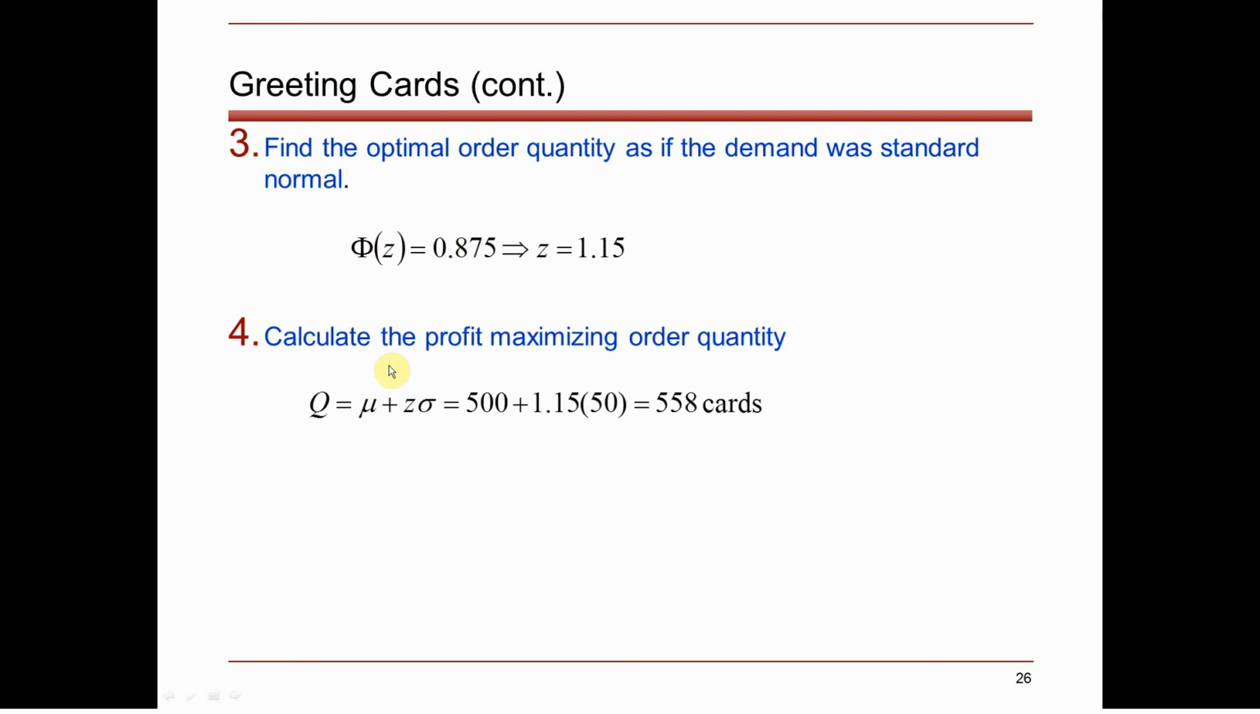So the profit maximizing order quantity would simply be the 500 that we expect to sell plus the safety loading, 1.15 times standard deviation 50, or order 558 cards. So in other words, keep more than we expect to sell.